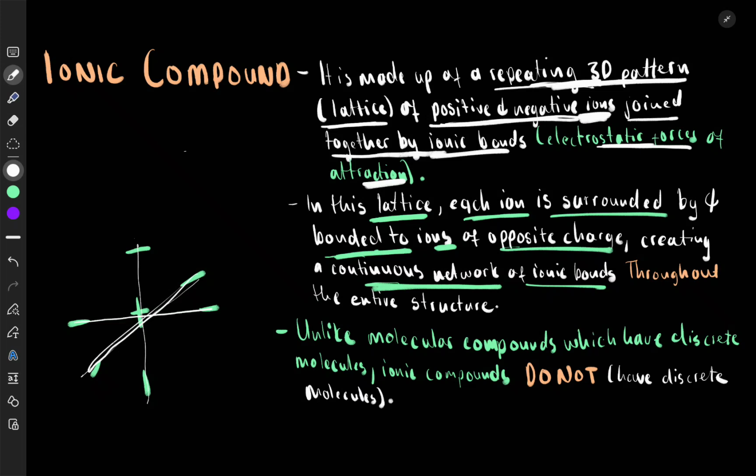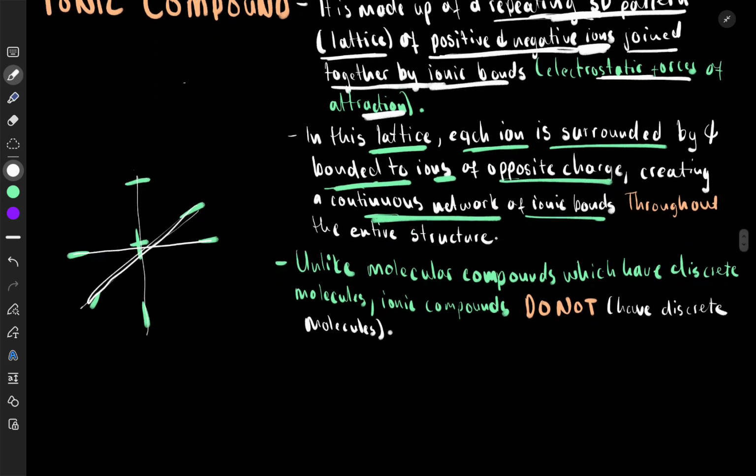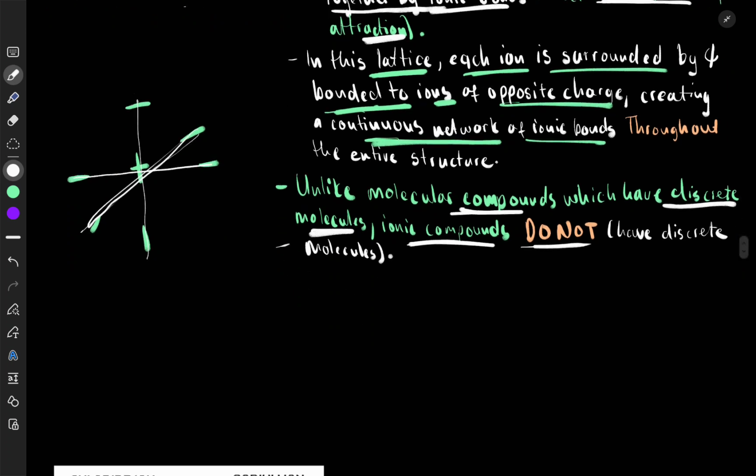That is what we'll call an ionic bond. Each ion is surrounded and bonded to ions of opposite charge. So unlike molecular compounds, which have discrete molecules, ionic compounds do not have discrete molecules. They have nothing called a molecule, which is something that exists on its own. No, that will never happen. But they have a continuous pattern of ions.